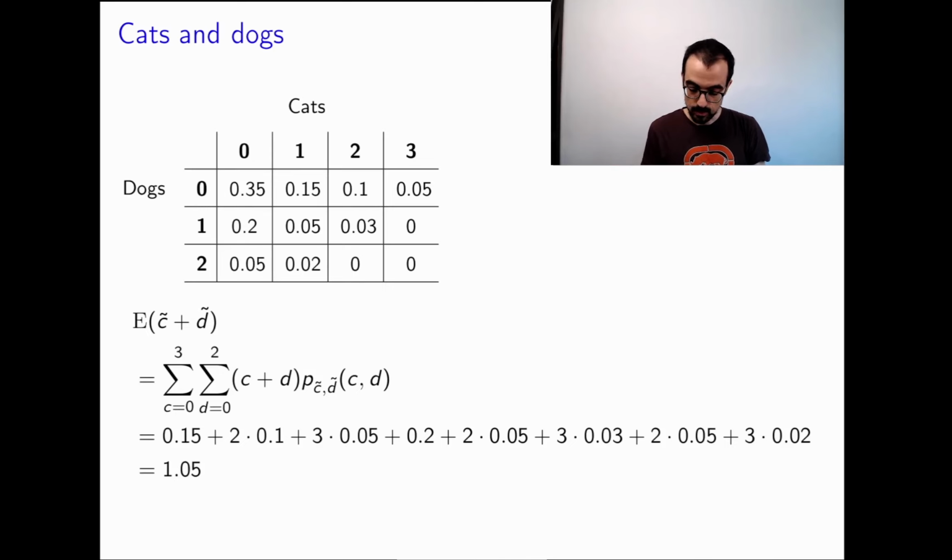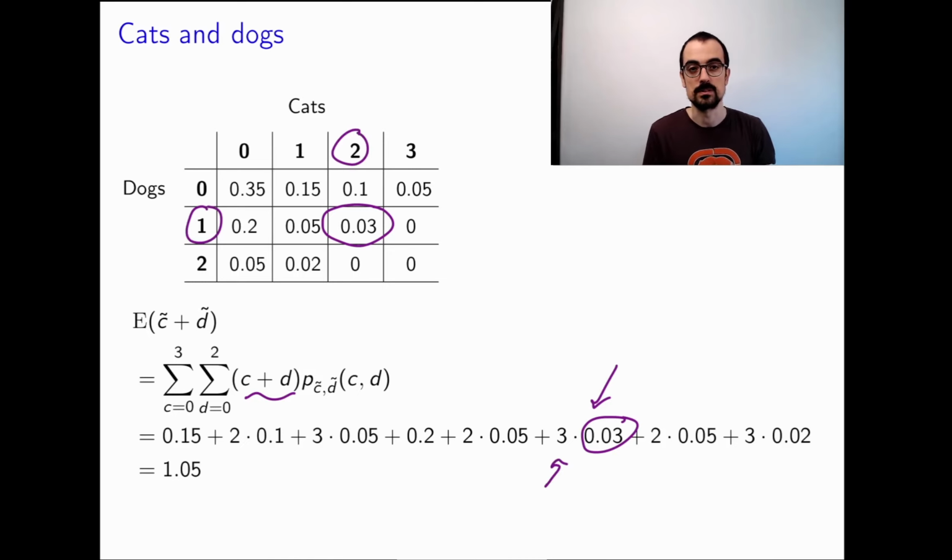And again, where do these numbers come from? This 0.303, for example, where does it come from? Well, we took this probability and multiplied it times the corresponding value of c plus d, in this case 1 plus 2, which is 3. Okay, and we do that for every entry of the joint PMF, essentially.